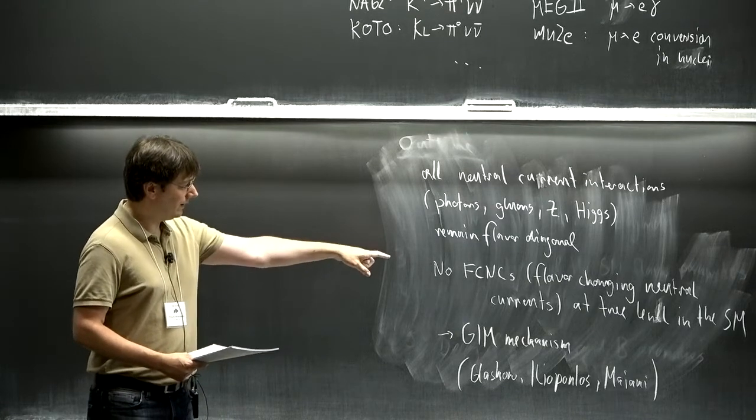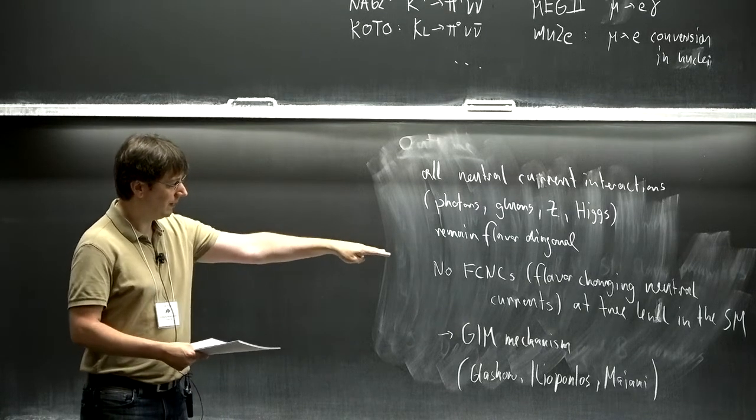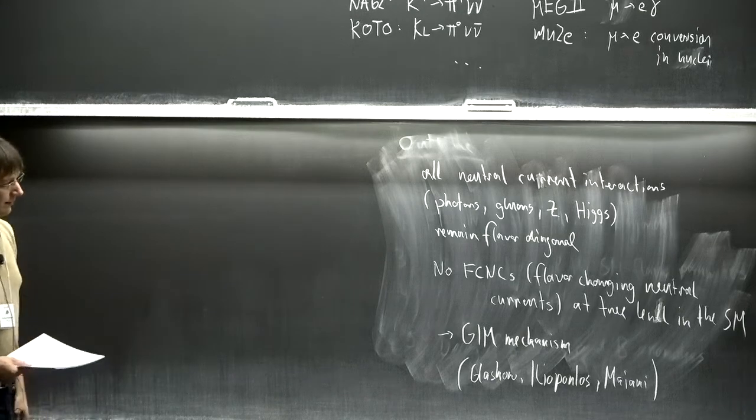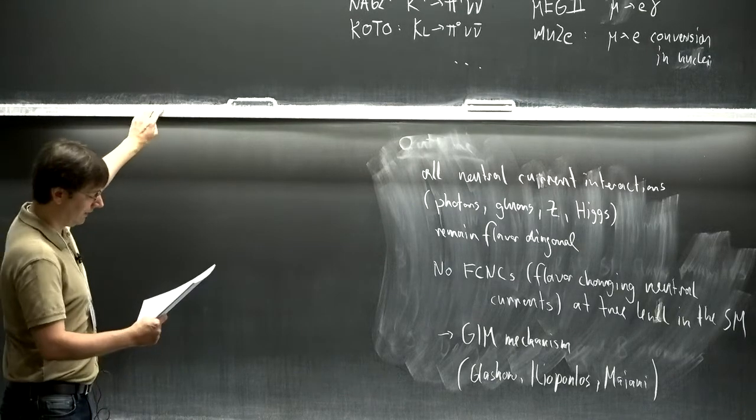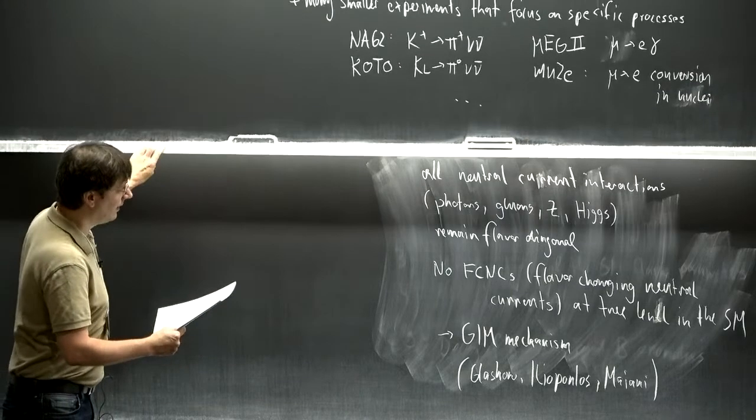Flavor changing neutral currents, even though they are absent at the tree level in the standard model, they do arise at the loop level. And I want to give you an example of how that looks like.